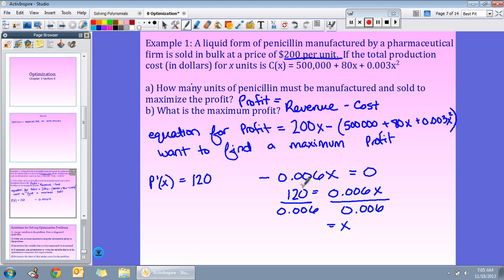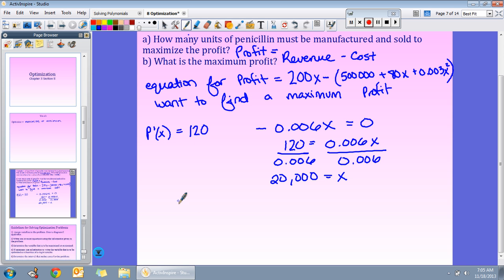So x is the quotient of 120 and 0.006, which is 20,000. So you have to make 20,000 units of penicillin in order to have a critical value. Then, to make sure that it is a maximum profit, we need to do the first derivative test. This interval is going to go from 0 to 20,000, because of course you're not going to make less than 0, and then from 20,000 to something more than 20,000, like infinity.